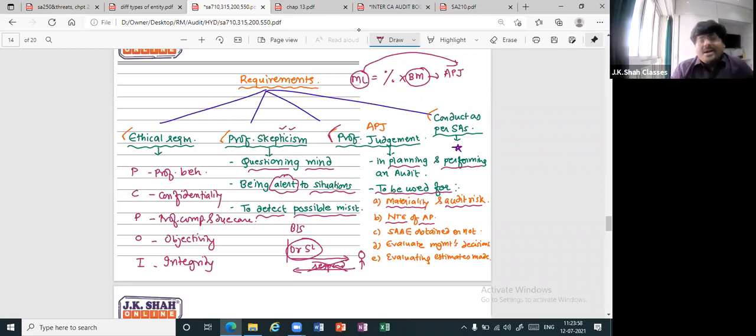Now, who will decide whether it is sufficient or not? Auditor. Exactly. See, sufficiency, if you appreciate, is a relative term, no? I hope, guys, if I have a plate of idli sambar, it may be sufficient for me. For some people, it may be starters.